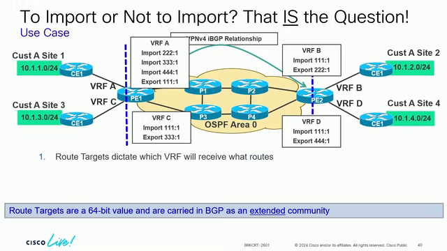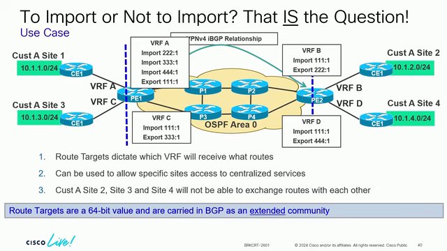So route targets dictate which VRF will receive what routes. They can be used to allow specific sites access to centralized services, like in this case, all sites report to site 1. And in this case, they won't be able to exchange routes with each other because of the route target policy. This is why, if you hear route policy, route target policy, this is exactly what it means.